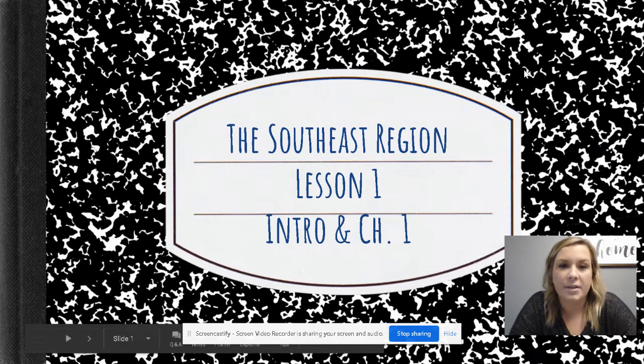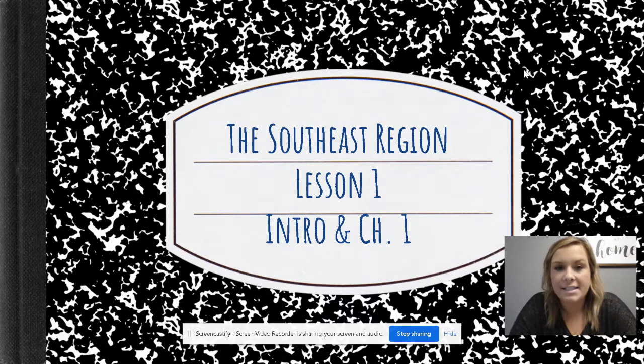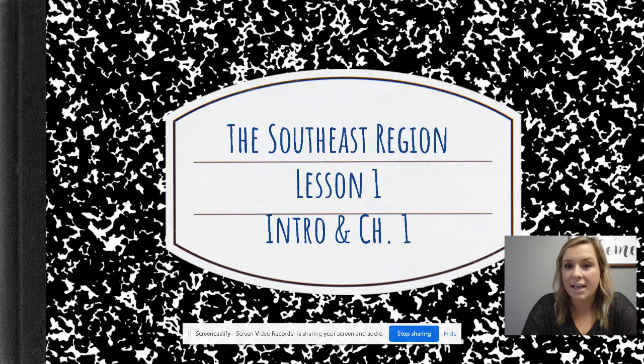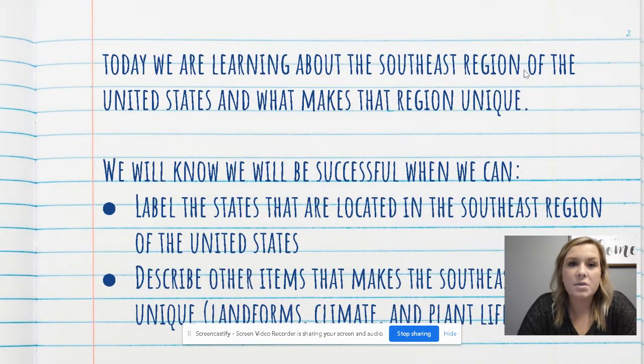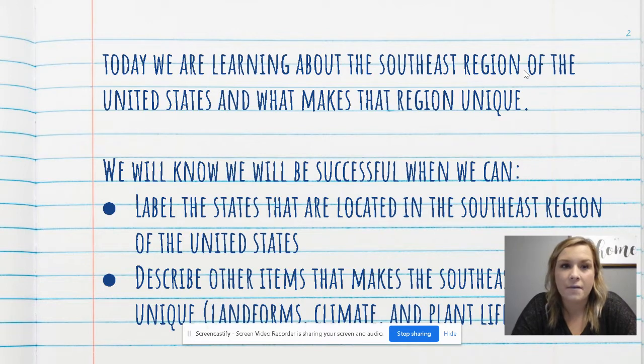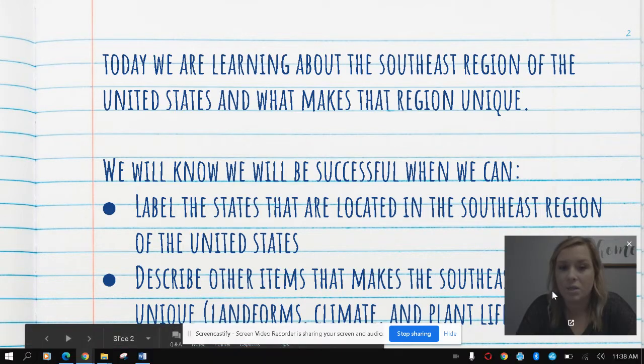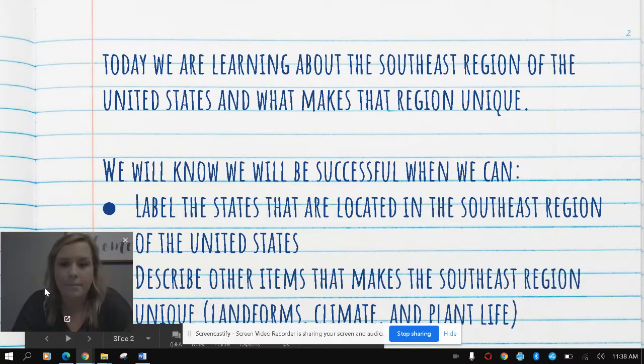Today we're going to be talking about the Southeast region of the United States with an introduction and chapter one. So, today we're learning about the Southeast region of the United States and what makes that region unique. We're going to know we're successful today when we are able to label the states that are located in the Southeast region of the United States. We're also going to be able to describe other items that make the Southeast unique, including their landforms, climate, and plant life.